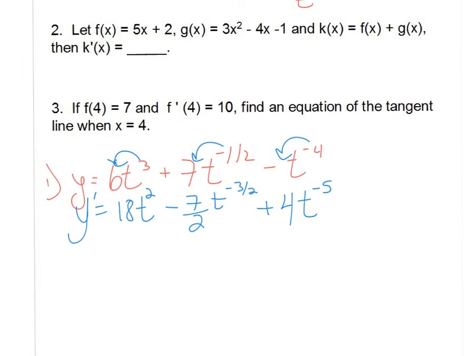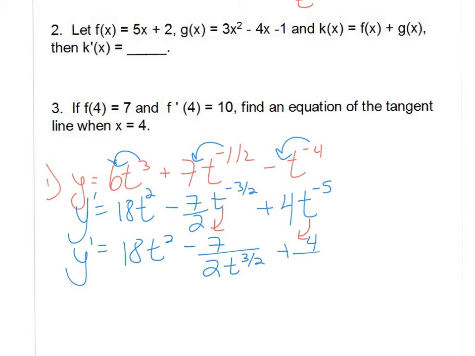So then everything with a negative exponent has to go back to the denominator. And there's our final derivative answer.